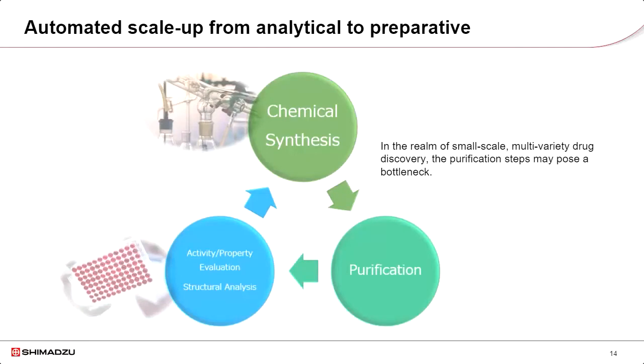In the field of drug discovery, it's common to encounter cycles similar to those shown on this slide. However, in environments where small quantities of a wide variety of compounds are synthesized, the purification step can become a bottleneck. For instance, while parallel automated synthesis devices can allow for the simultaneous synthesis of multiple samples, the purification process often has to be carried out one sample at a time in sequence.